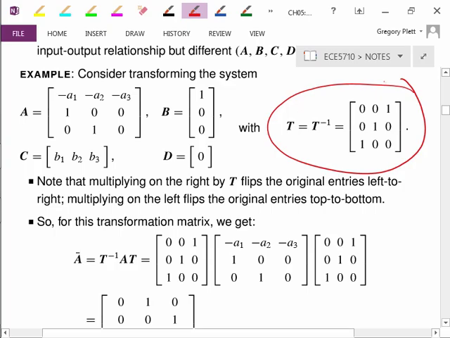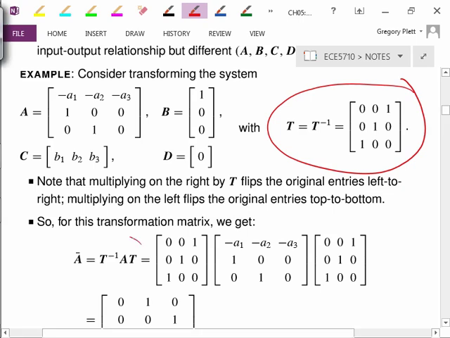And T inverse turns out to be the same thing, and multiplying by either one turns out to be really easy because if I multiply on the right by T, that flips the original entries left to right, and if I multiply on the left by T, it flips the original entries of what I'm multiplying top to bottom. So it's pretty easy to do this in a hand example.